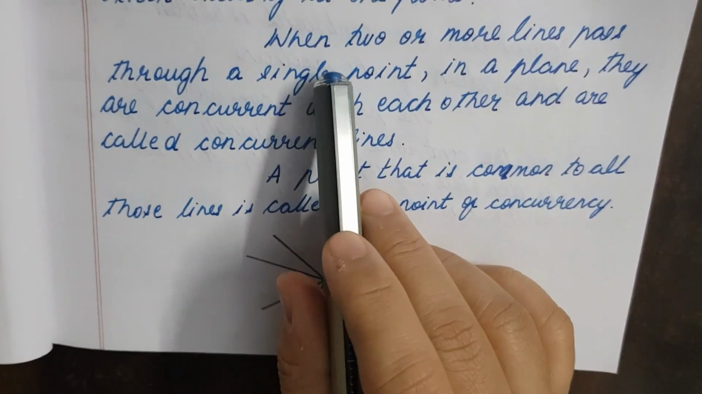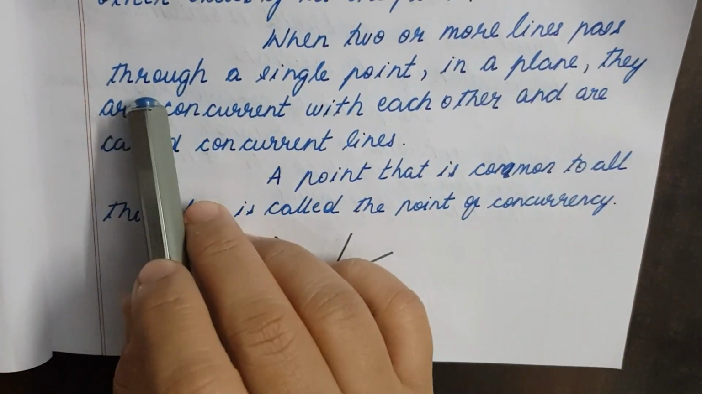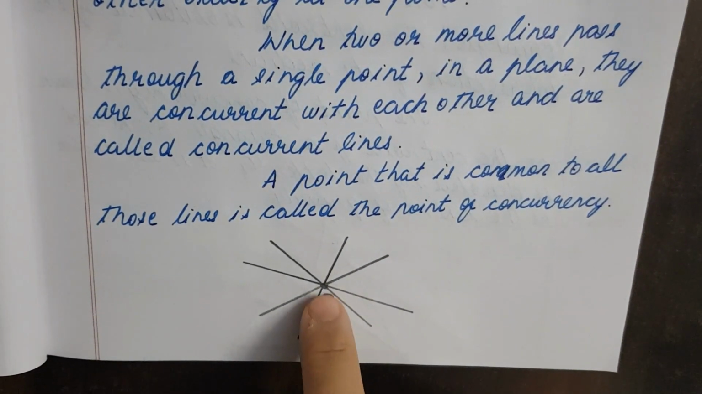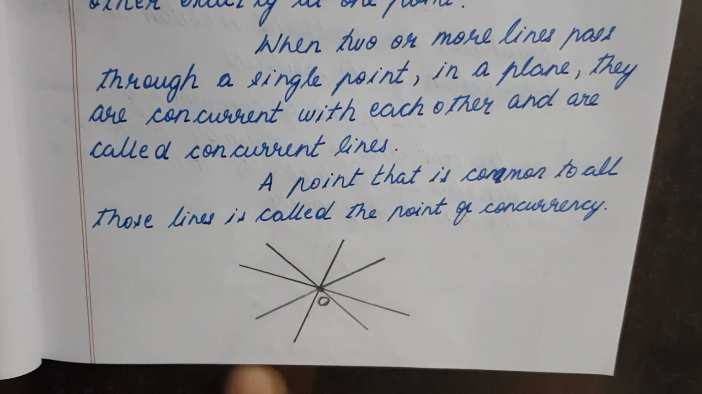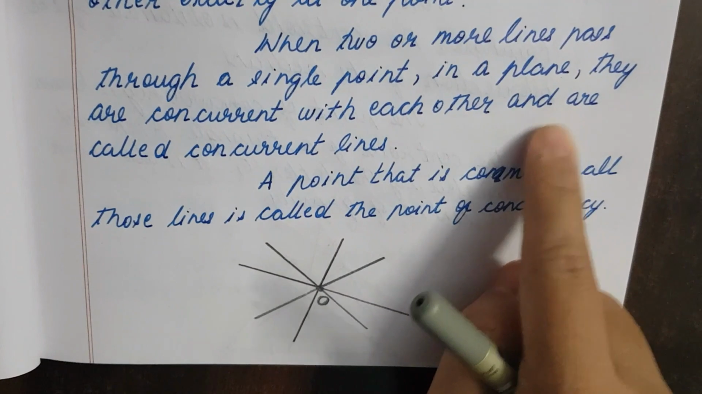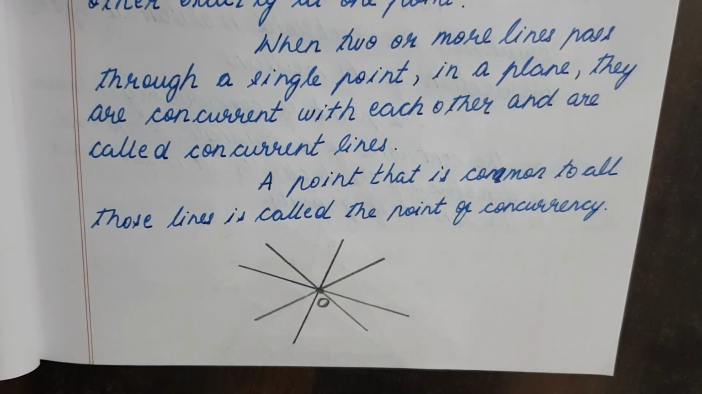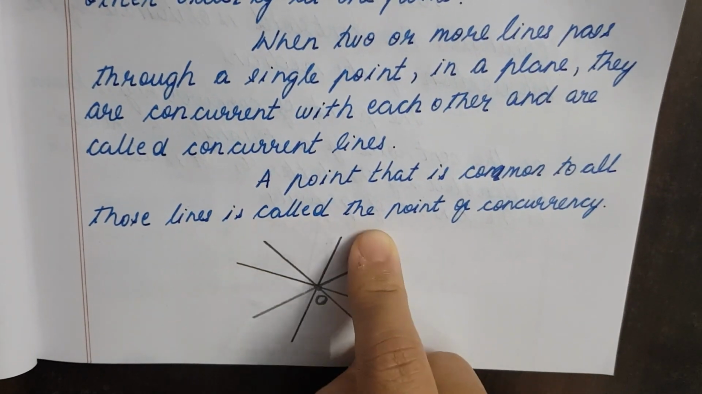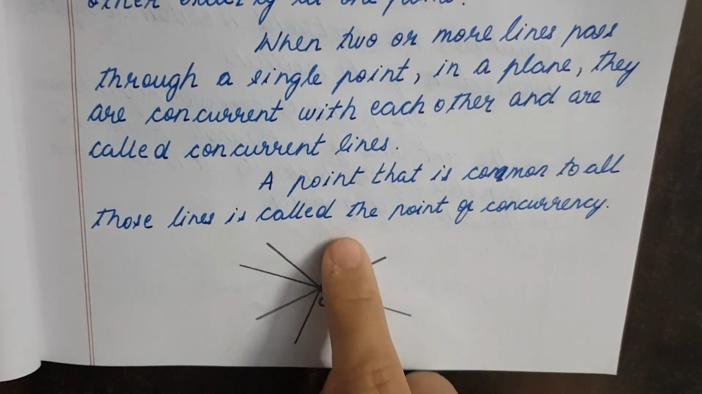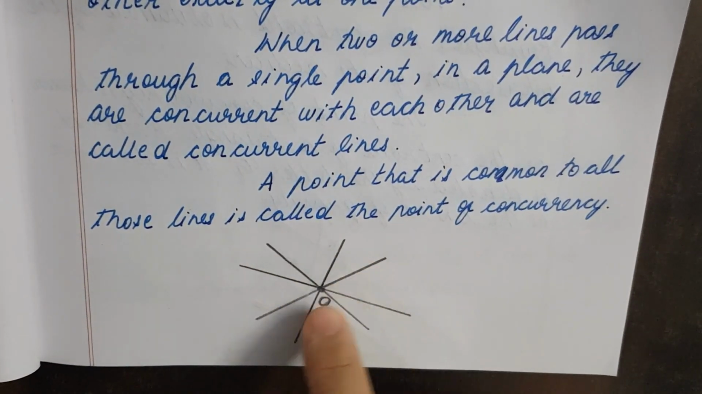So when two or more lines pass through a single point in a plane, they are concurrent with each other and are called concurrent lines. A point that is common to all those lines is called the point of concurrency. So all these lines have only one common point. So this point is called the point of concurrency.